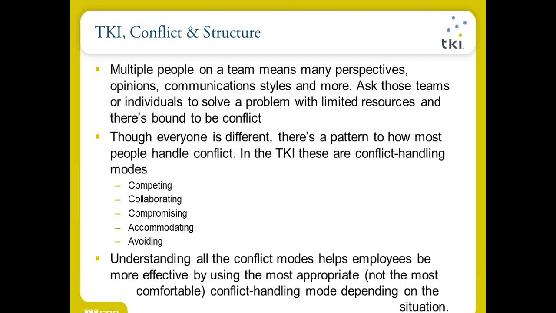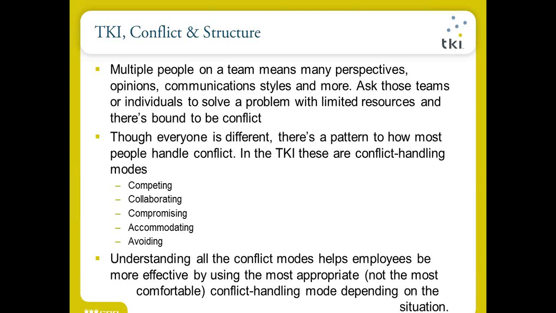Multiple people on a team means many perspectives and opinions and communication styles. With the TKI, what you're getting are basically 2 dimensions, assertiveness and cooperativeness, and 5 modes that exist within those dimensions. So competing and collaborating and compromising and accommodating and avoiding.